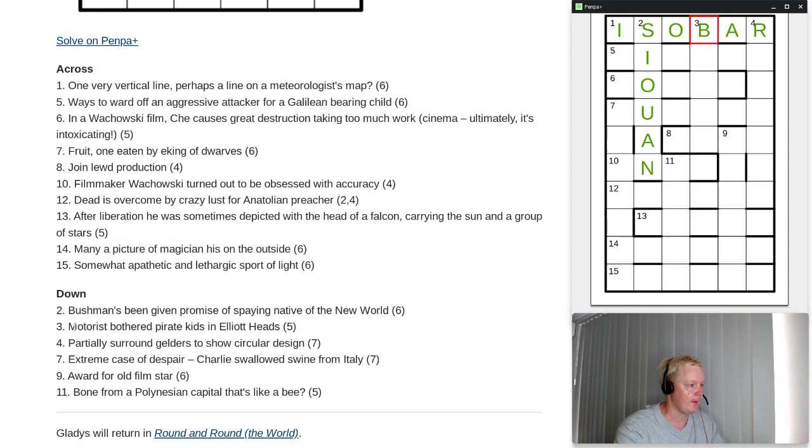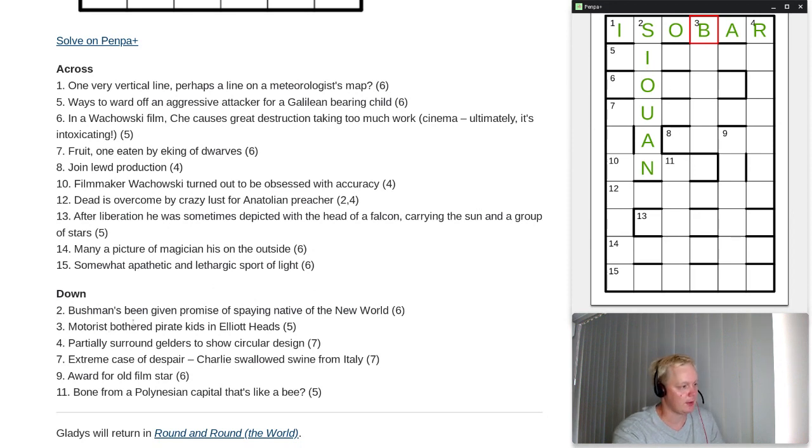So 3 down, motorist bothered pirate kids in Elliot Heads. Now, Elliot Heads is a real place. It's in Australia. Kids in Elliot Heads could maybe be like an Australian term for kids. But here it's much simpler than that. It's actually the word heads that is an indicator. The head letter of a word is its first letter. And this is a 5-letter answer. We have this B here, and that's already in the grid.